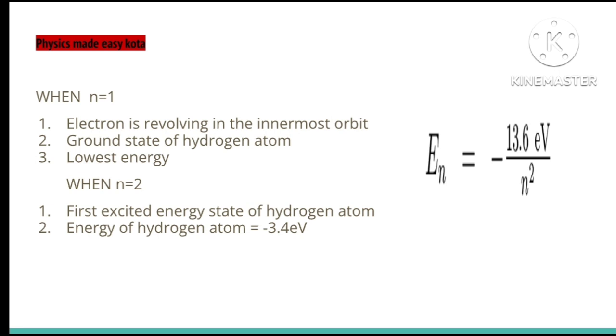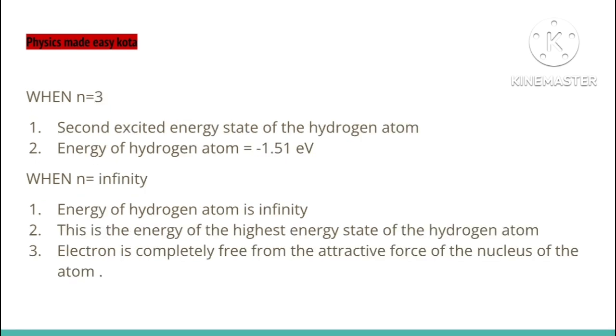Now when we replace n with 2, the electron is revolving in the second orbit. So the energy of the hydrogen atom, En with n equal to 2, is equal to minus 13.6 divided by 2 square, and we get the final answer minus 3.4 electron volts. This is the energy of the first excited state of the hydrogen atom. Now when n is equal to 3, this is known as the energy of the second excited state of the hydrogen atom, and the energy is equal to minus 1.51 electron volts.